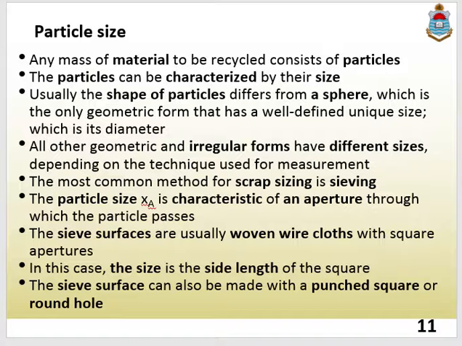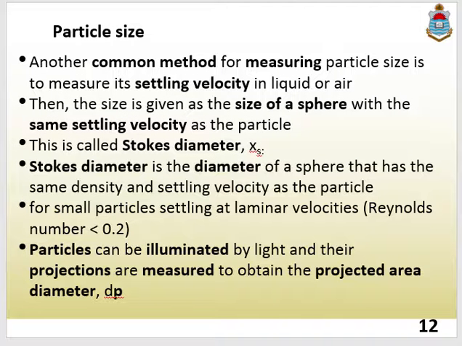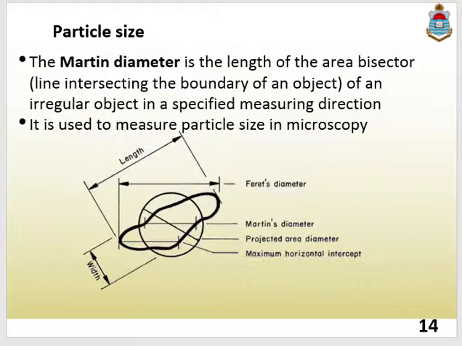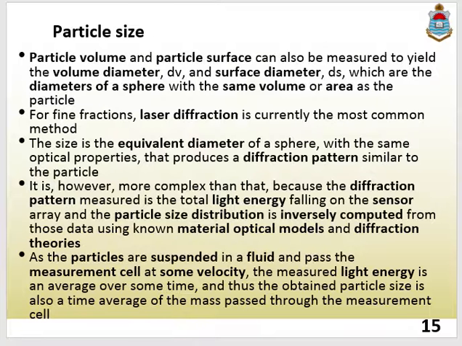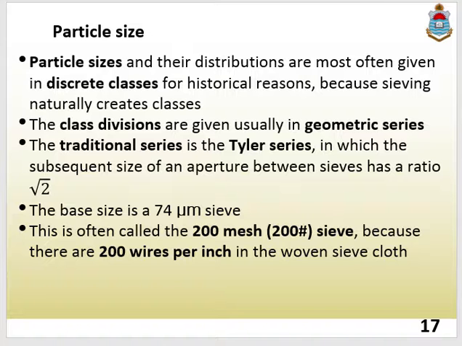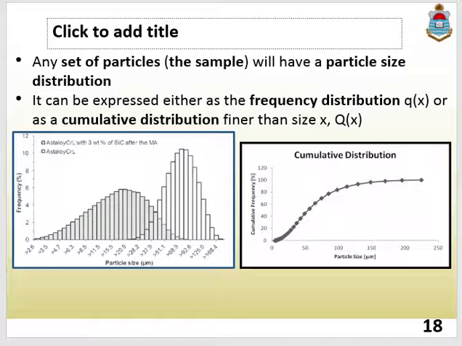And then in the whole discussion the most important thing which kept coming was the particle size. So we discussed various particle sizes and how they are measured, for example the Feret diameter and then Martin's diameter, and also we discussed the Sauter mean diameter. And then we discussed the distribution.